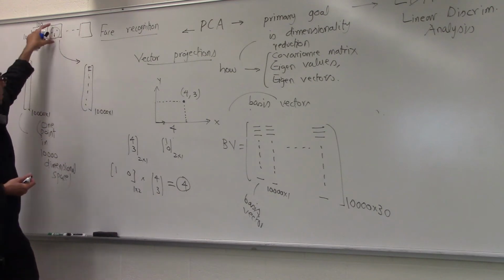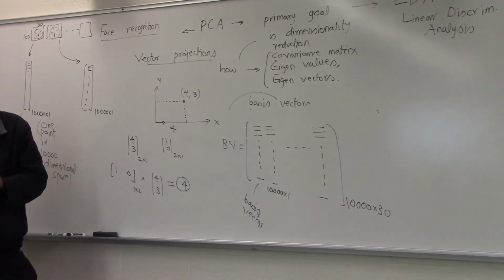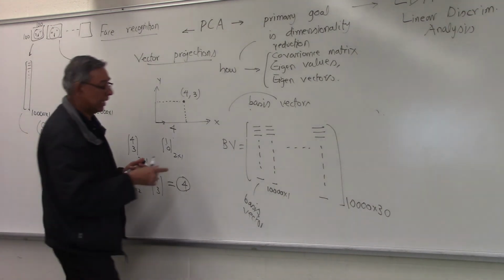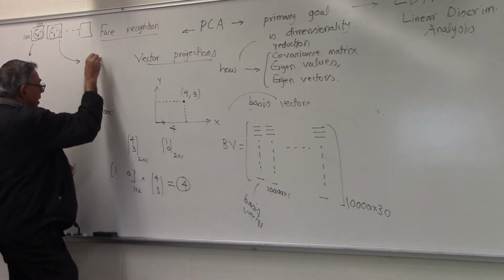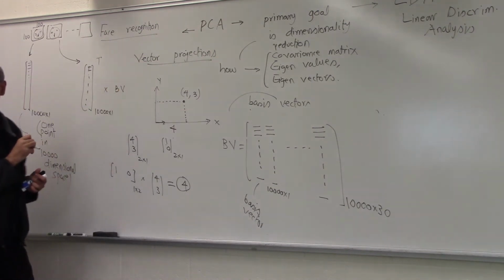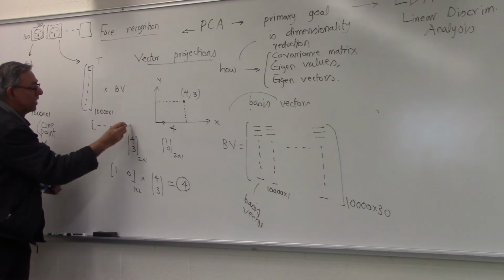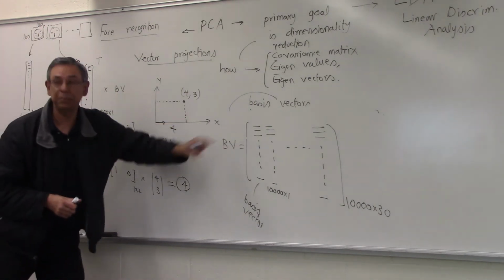So how will I project this onto these 30? If I did the transpose of this image vector, which is 1 by 10,000, and then multiplied by B, what will I get? 1 by 30. So that is the projection of this onto this basis space.